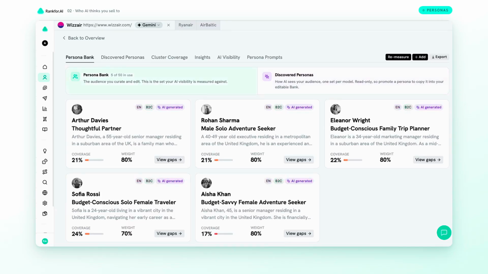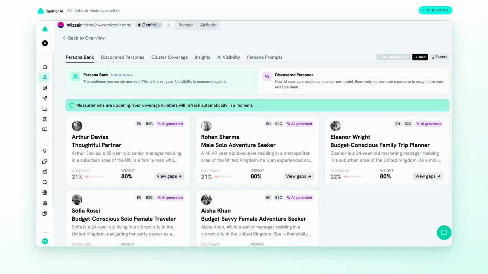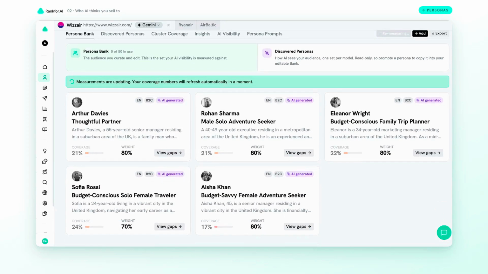Back on the bank, the two you promoted read, "Not measured yet." Press remeasure and the platform scores every persona against every cluster of your own content. Coverage is how much of your site actually speaks to that person. A remeasure is a recompute, so it leaves your one scan per engine per month untouched. Press it as often as you add content. Come back to a number on every card and a View Gaps button on each one.